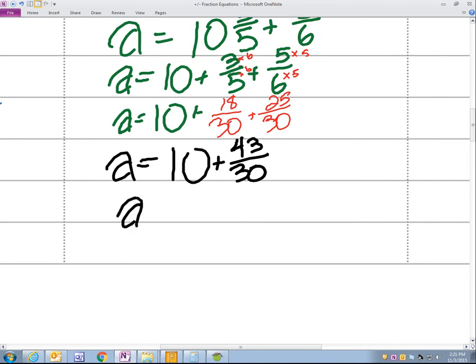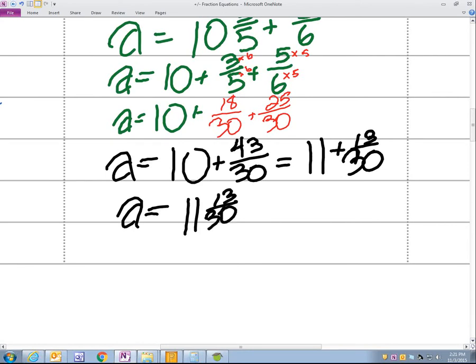Now I go again, and I could also do this over here too. So I could say 11 and 13 30ths. And I'm going to write my final answer so it's nice and neat, so I know that I'm checking myself accurately.